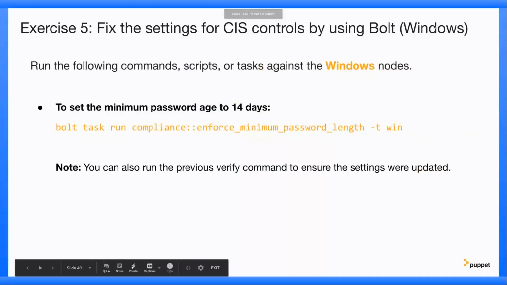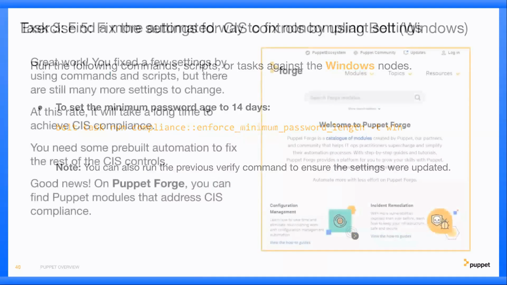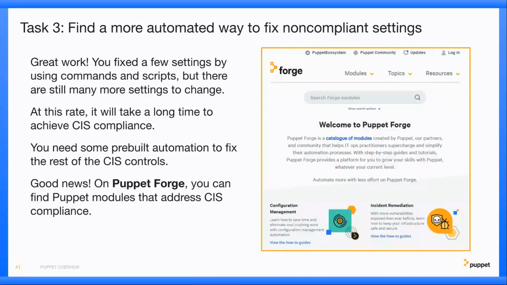So far we have done the first two tasks. The first one is checking the compliance state. Second, we are doing the remediations on both Linux and Windows. So the third and final one is we can find a more automated way to fix those non-compliant settings, because we don't want to keep running the commands manually. And at that kind of rate, it'll take quite a long time to achieve your CIS compliance state.